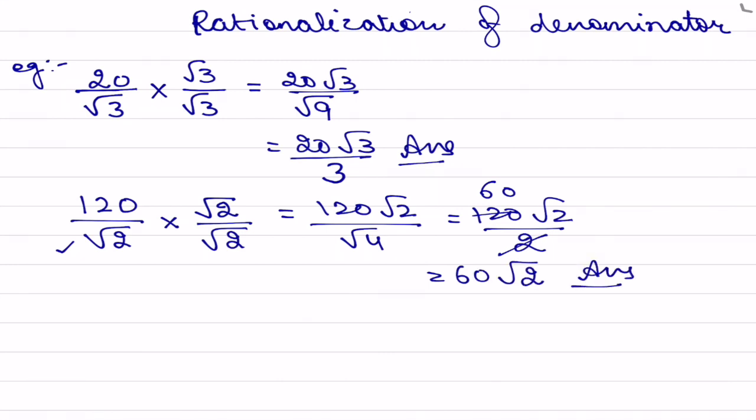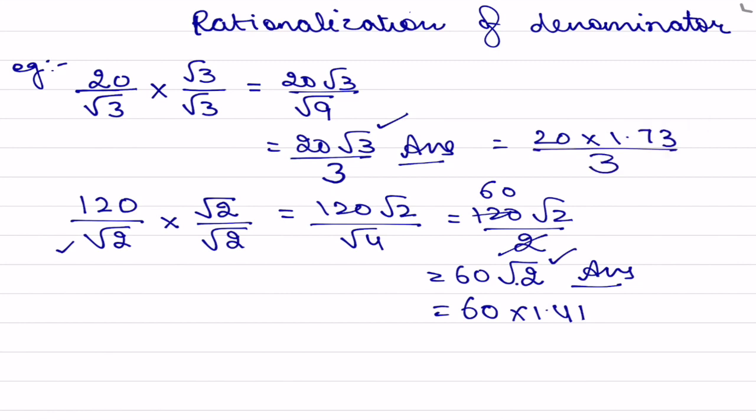And remember, we will substitute the value of root 3 and root 2. If the root 2 value is 1.41, substitute the value of root 2 and then multiply. That will be your answer. Here in the previous one, you will substitute the value of root 3, that is 1.732, divided by 3. So this concept we will use in my next question. I'll explain one more question.